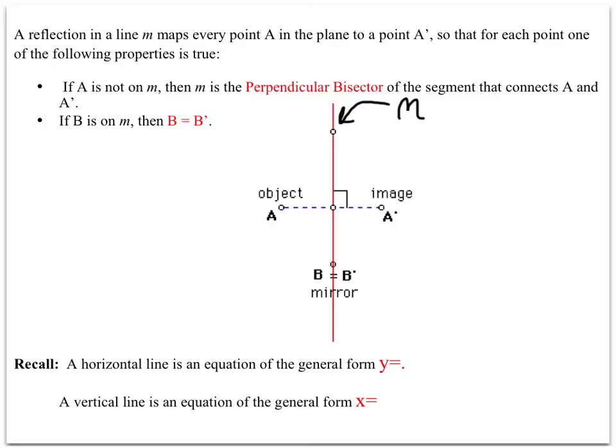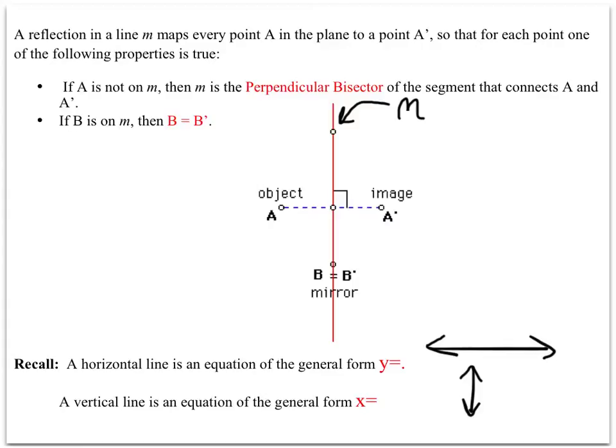Recall that a horizontal line is an equation of the form y equals whatever, y equals the function. So a horizontal line looking like this is a y equals line, whereas a vertical line is an x equals line because it cuts through the x-axis. And you're going to need to know that in terms of reflecting when I ask you to reflect on the vertical or horizontal axis.